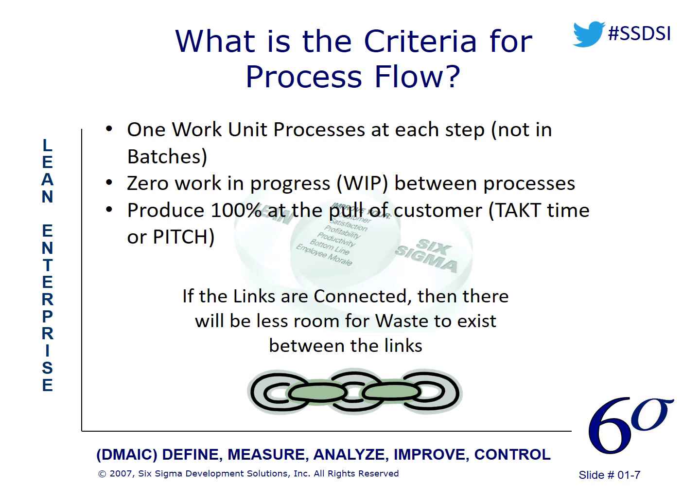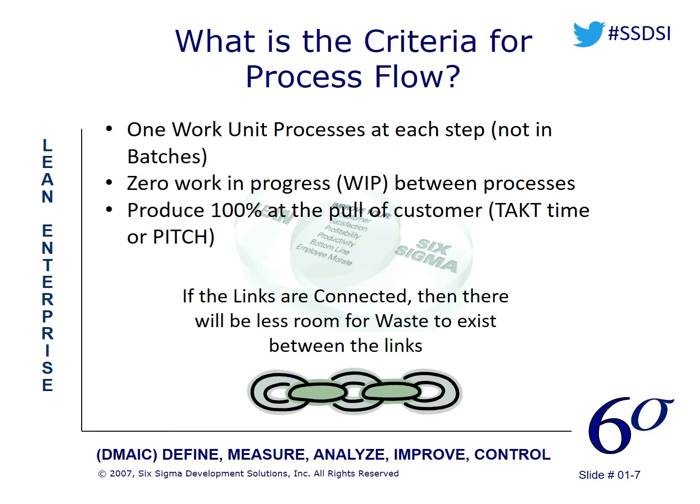The criteria for process flow is one work unit processed at each step, all right, not in batches, with zero work in progress between processes, and produce 100% at the pull of the customer. At the pull of the customer. And this is called takt time. Again, takt time is the heartbeat of the process, that very level, balanced flow of the process. Not a lot of variation. Not real fast one minute and real slow the second minute. Not all over the place, but a very balanced flow.